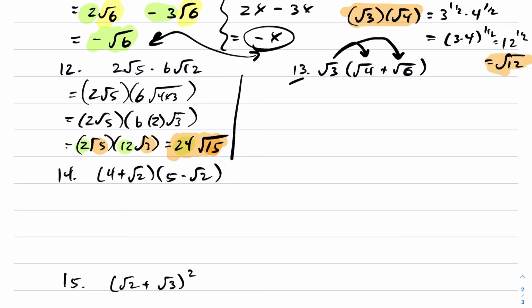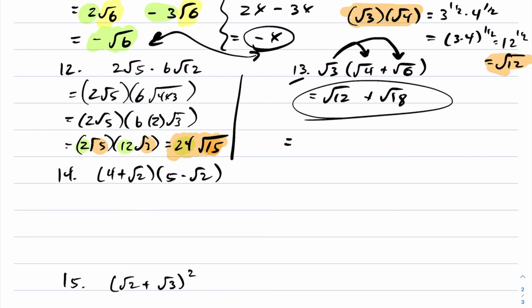So when I distribute this, this would be the root of 12 plus the root of 18. Now, once you've distributed it, you can see whether you can simplify it, and you can. If you notice here, the root of 12 is actually 4 times 3, and the root of 18 is 9 times 2. So this will actually be 2 root 3 plus 3 root 2. So let's take a look at the next question here.